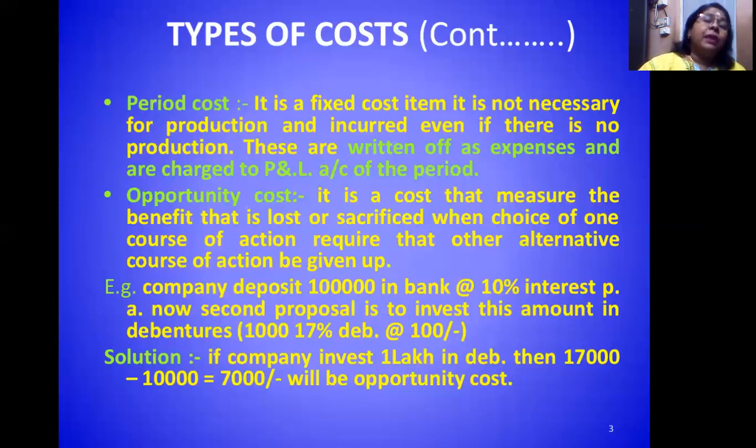In case the same amount is deposited in the bank, I could have got interest of 10,000 per annum. So what is the opportunity cost behind this decision? That is 7,000, that is 17,000 minus 10,000. 7,000 is the opportunity cost. This is the opportunity loss as per the definition.